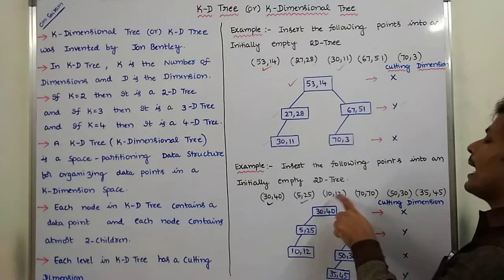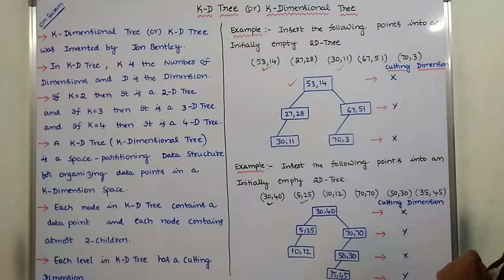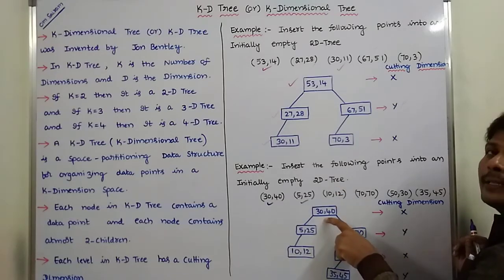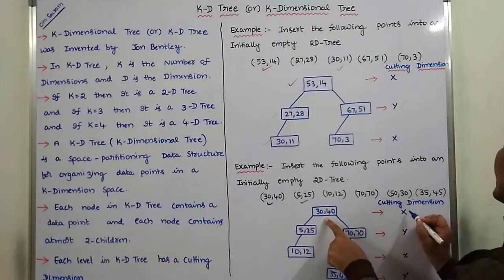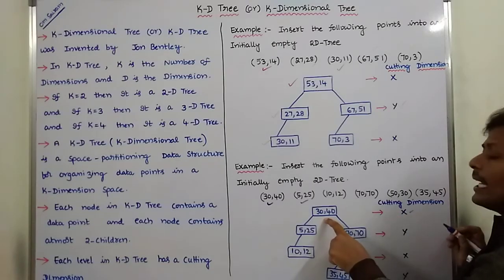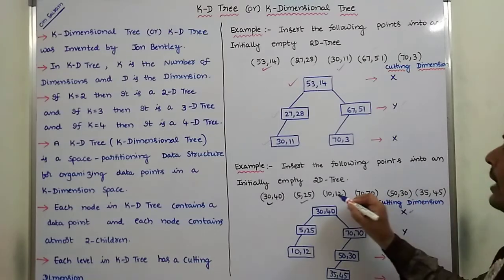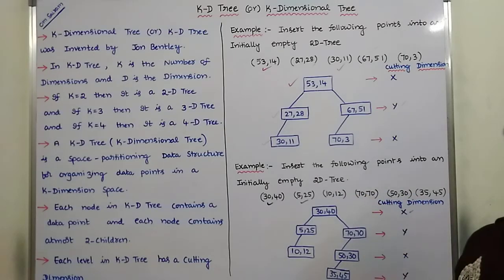Next one is (10, 12). So (10, 12) is compared with the data point in the root node. Here we are considering the x coordinate. The cutting dimension is x, so we are considering the x dimension. 10 is compared with 30. 10 is less than 30, so go to the left subtree.